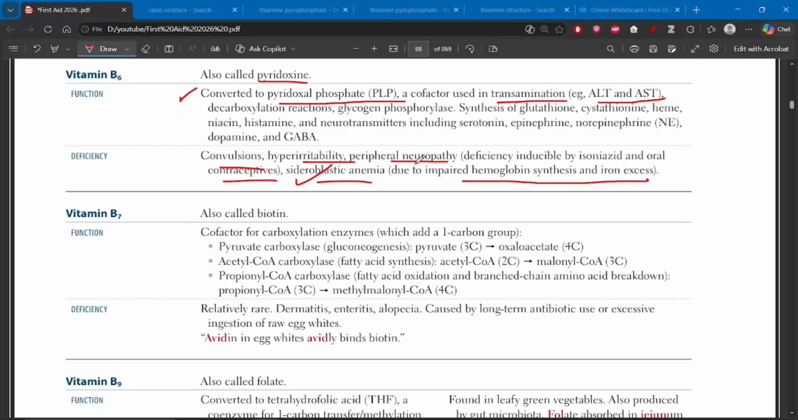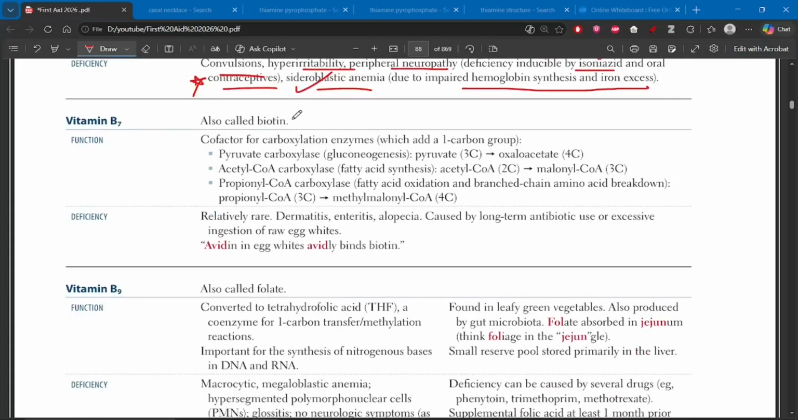and it's also a very important part of the nerves. So it can lead to peripheral neuropathy, which is induced by isoniazid and oral contraceptives. So you need to remember both of them. Isoniazid is classical, so most people don't tend to forget isoniazid, but they do tend to forget the oral contraceptives. So that's it.